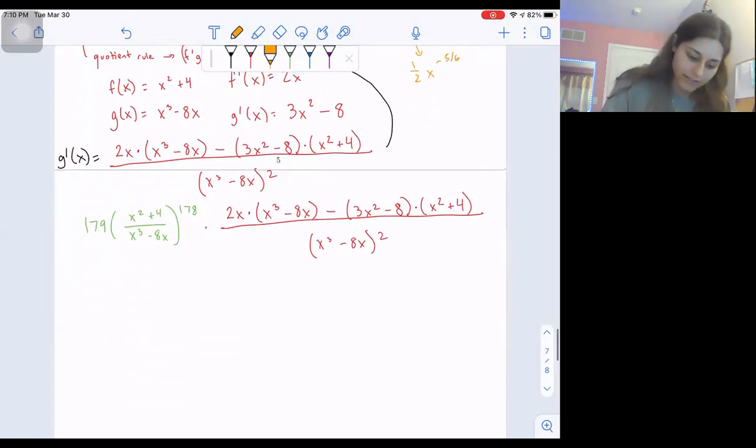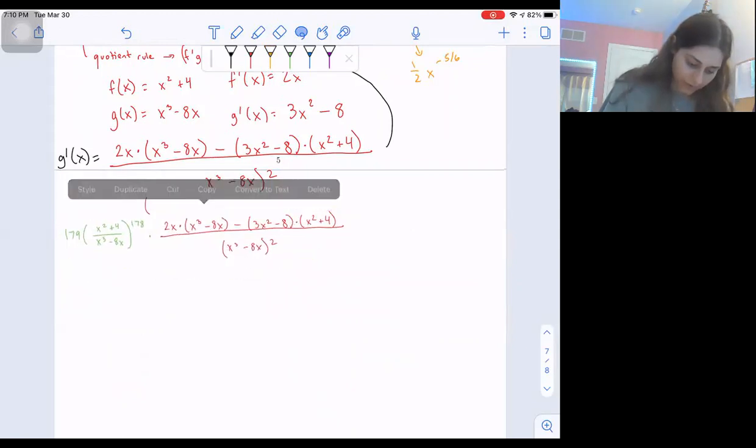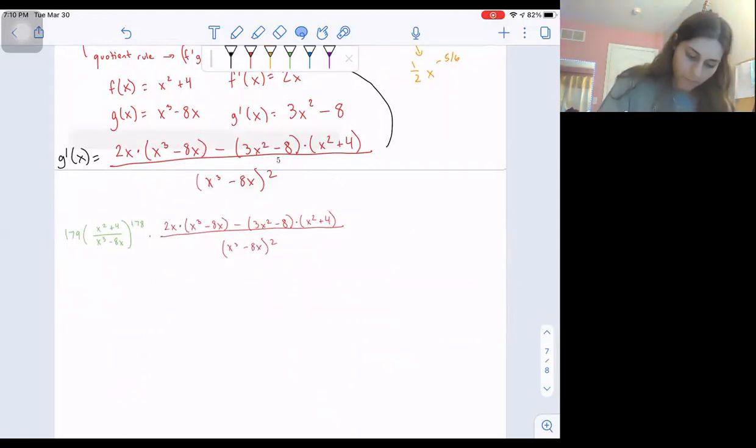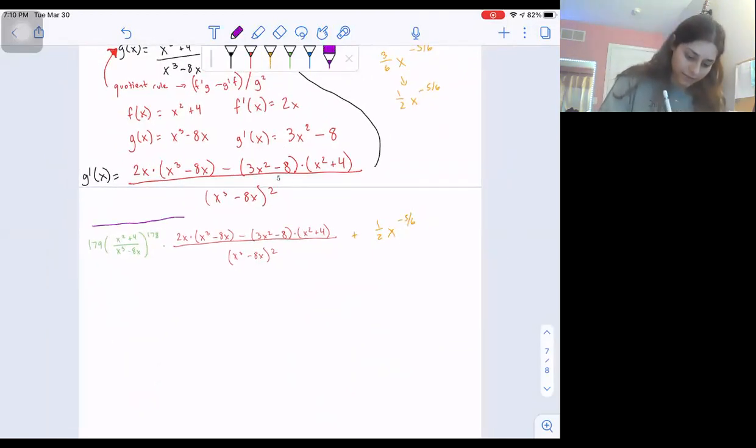Okay, so our final answer is this. Let's see if it'll let me make it small. Okay, cool. And then plus 1/2 x to the power of negative 5/6. Okay, and that is our final answer. I promise.